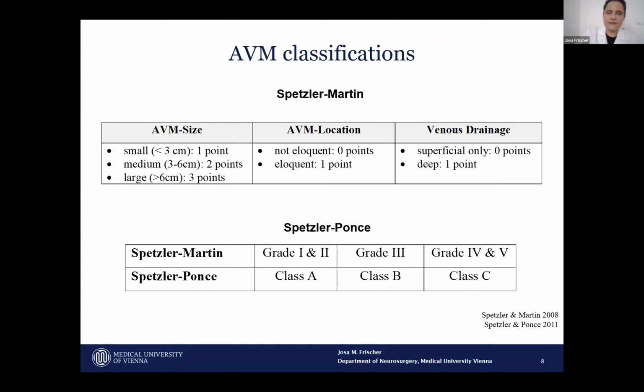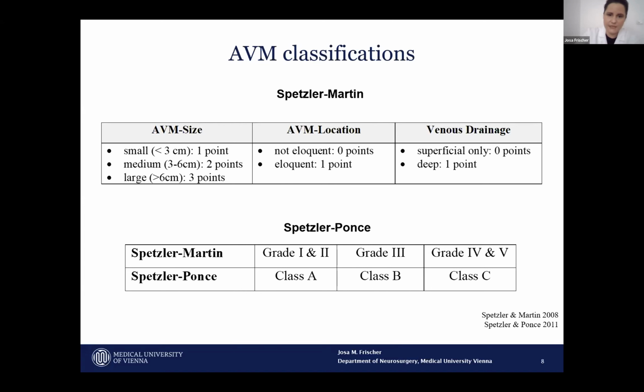To give a little introduction, many of us will talk about the general classifications of AVM. Obviously, for all of us, it's important, no matter if embolization, radiosurgery, or surgery. Especially for surgery, the Spetzler-Martin grade is the classification, divided into 1, 2, 3, 4, and 5. Then the Spetzler-Ponce classification was published, which combines grades 1 and 2 into class A, grade 3 into class B, and grades 4 and 5 into class C. Why is this important? Because those classifications should already give us a hint on whether to treat, how to treat, and what the possible complications might be.